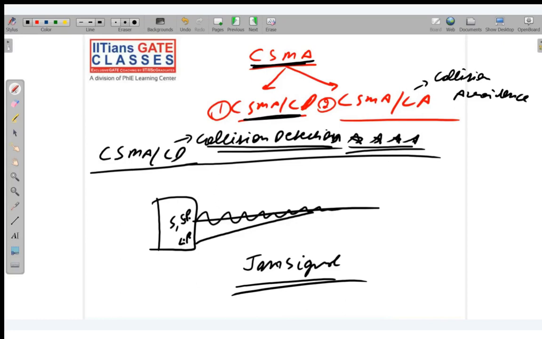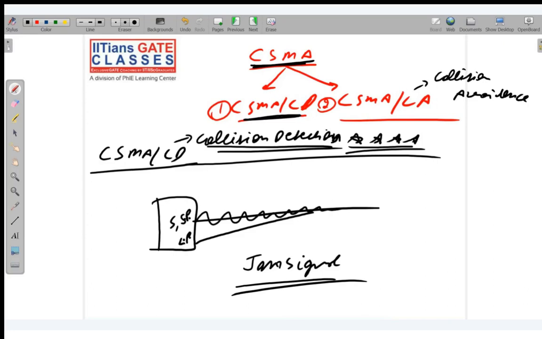So you can write down: if collision is detected, then the sender immediately stops sending the frame and it sends a jam signal informing about collision to each station.